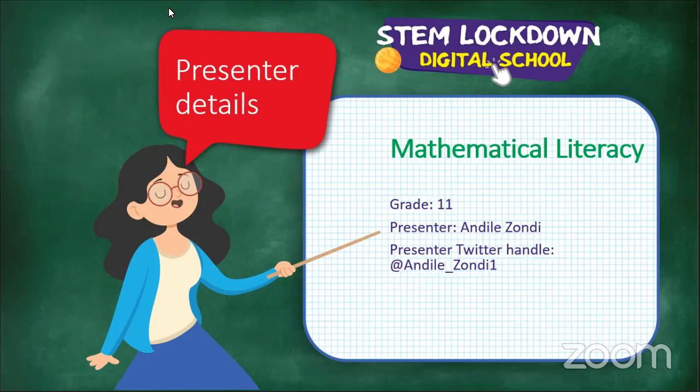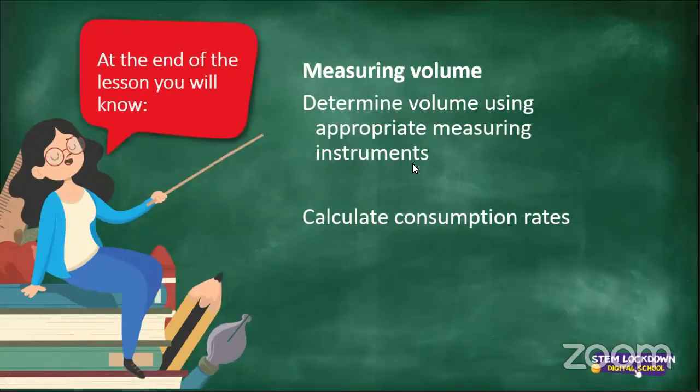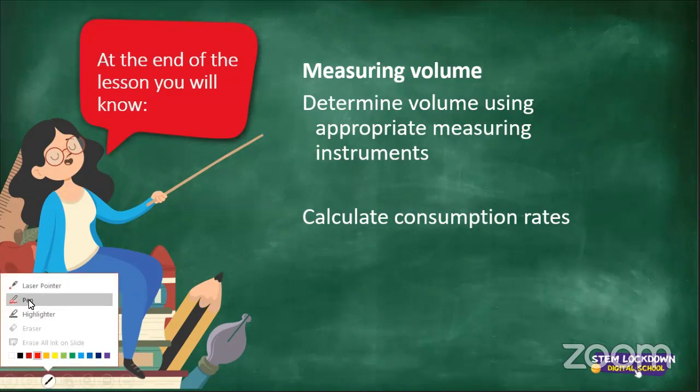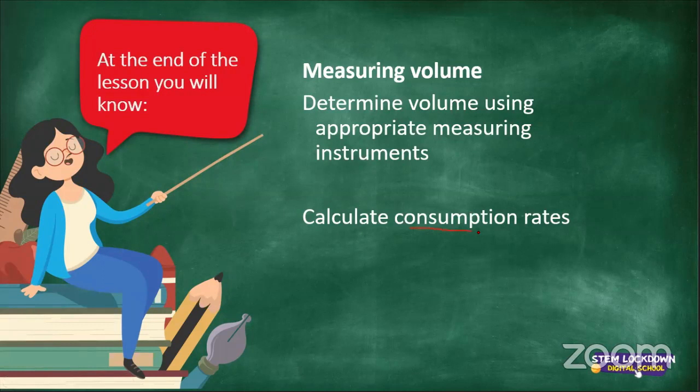As I've said, we're looking at measuring volume. By the end of today's lesson, you should know how to determine volume. Today we're looking at measuring, not so much calculating volume. And we'll also be looking at calculating consumption rate. When I say consumption rate, I basically mean how much time it takes something, maybe like a car, to consume a certain amount of petrol, right? So that is my consumption rate. Okay, now let's carry on.